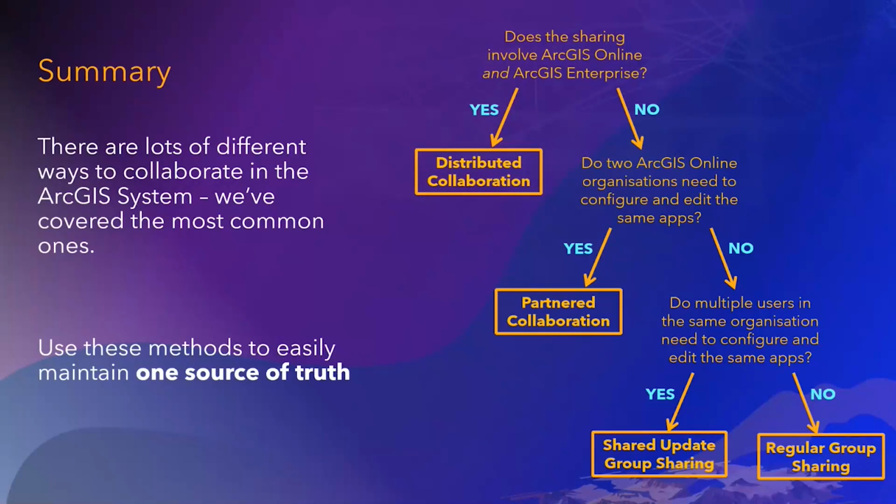Whilst distributed and partner collaboration can be very useful in some cases, today we've shown three common examples where we could support the kind of collaboration that's needed just by using different aspects and options of regular group sharing. There's a lot you can achieve with just the simplest and easiest form of sharing in the ArcGIS system.